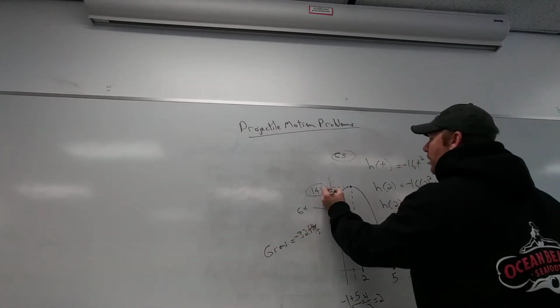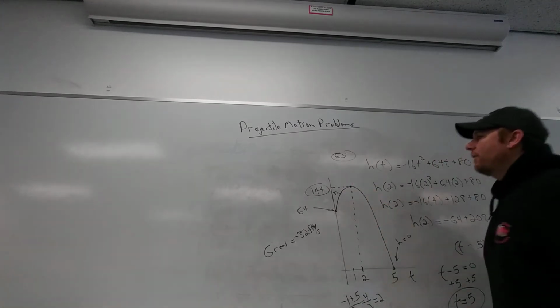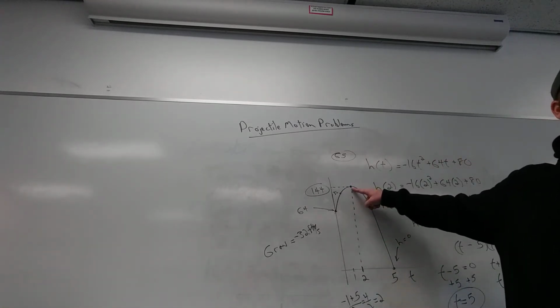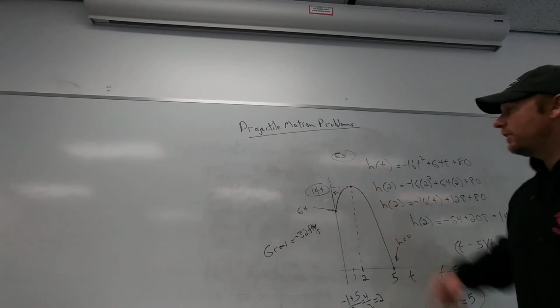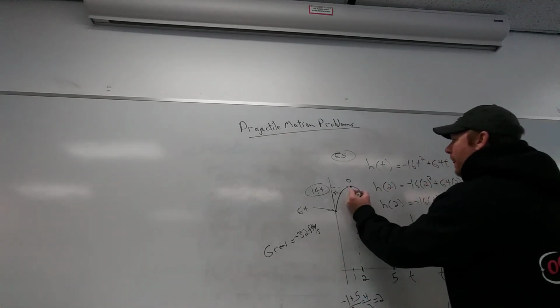So now it's only going 32 feet per second. How fast is it going when it gets to the top of its peak? What's its vertical velocity up here? 0. 0, right. So at 2 seconds, it's all the way down to 0.